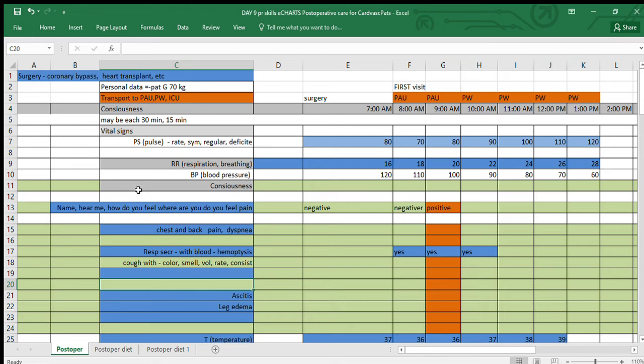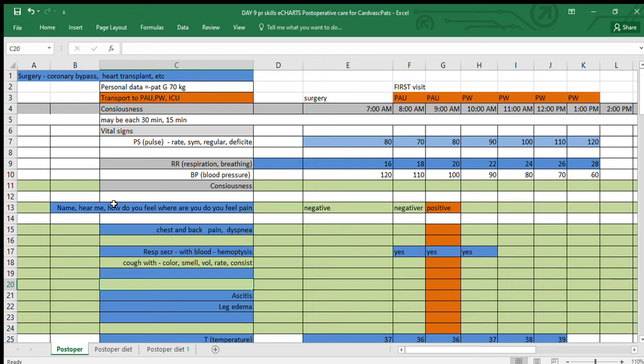Right, and then questions that you want to ask our patient. If our patient is conscious, we want to ask the patient's name. We want to ask if the patient can hear us. We want to ask about any pain or discomfort that our patient might be feeling. We want to ask about chest pain, back pain, dyspnea. We need to ask all this information to know the further steps, or to know what our next plan of action is.